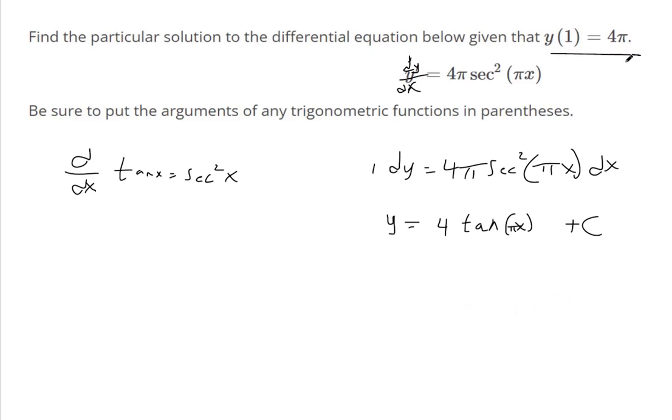We need a particular solution. If we plug in 1 for x, you should get out 4 pi for y, is what that notation says. So replace y with 4 pi. Replace x with 1.